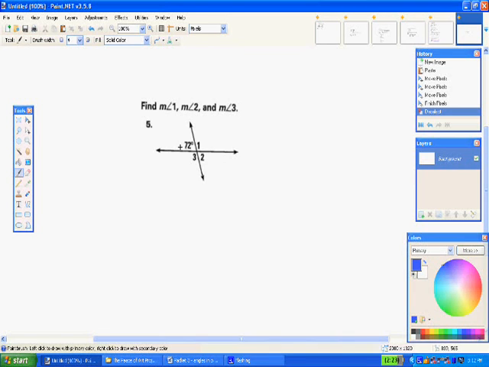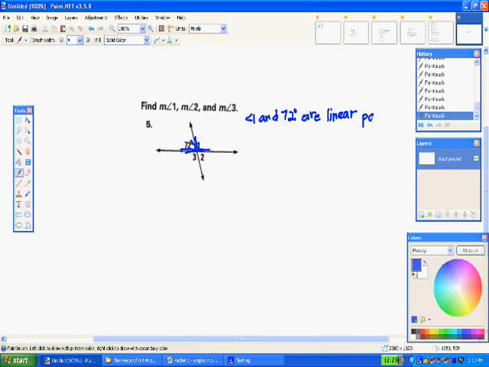So first, I notice that we have the 72 degree angle here, and we have angle 1 right here, and together they make a straight line. So they're a linear pair. And we know that linear pairs are equal to 180 degrees. So we know that angle 1 and the 72 degrees are linear pairs and are equal to 180 degrees. So we can use that knowledge to help us solve for angle 1.